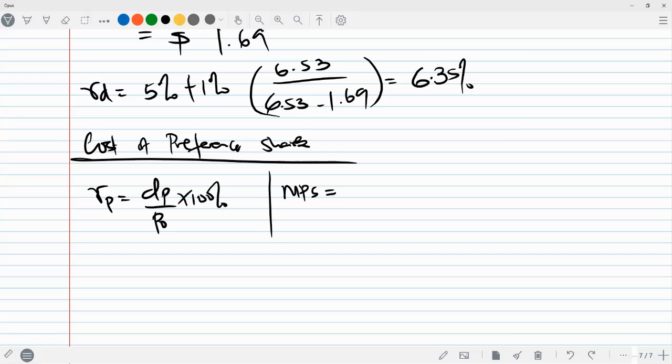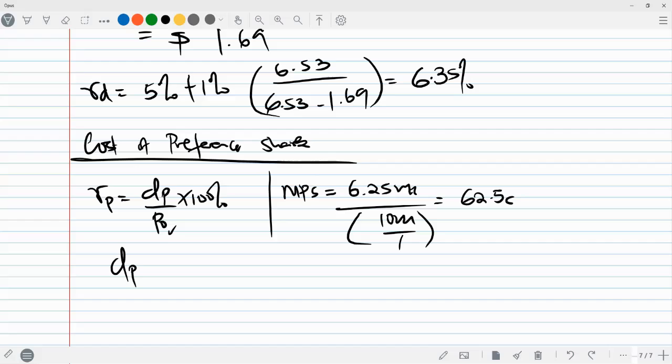So first let's get the market price per share for these preference shares. It will be equal to the total market value of this preference share, which is 6.25 million. We divide by the number of preference shares. The nominal value of the preference shares of this company as per the SFP is 10 million. The nominal value per preference share is 1 dollar. And this gives us 62.5 cents to be the market value per preference share.